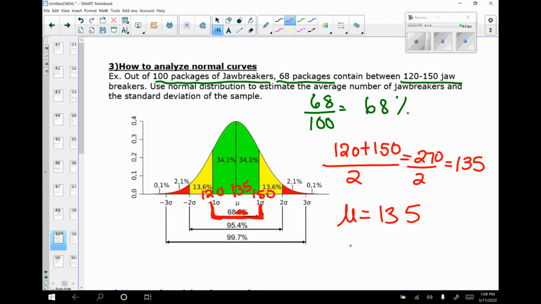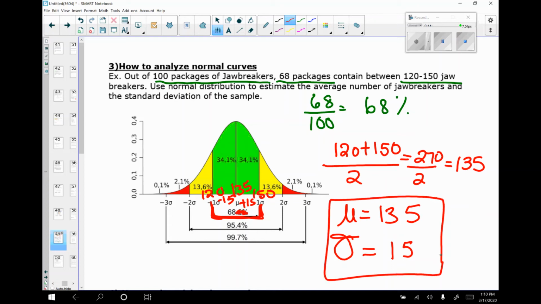And my standard deviation, how do I find that? My standard deviation can be found, well, how much am I increasing? I'm adding 15 here, and I'm subtracting 15 here, which means my standard deviation is 15. I would then be able to fill out the rest of this bell curve if they asked me to. But right here, they just asked me to find the standard deviation and the mean. So this is how we're going to use normal curves.